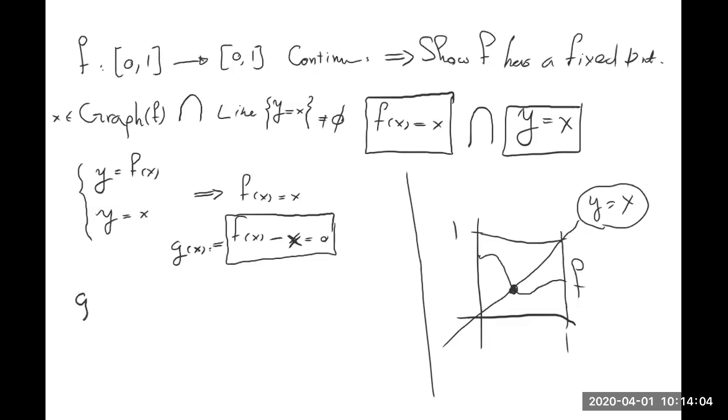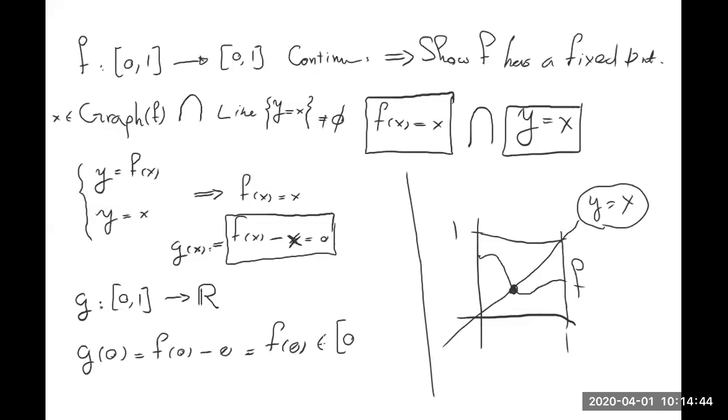Let's see what is g of 0. Well, g is a function which is defined on the domain 0 to 1. We don't know what the range is, but it's a subset of R. G of 0 is f of 0 minus 0, which is f of 0. But we already know f is a function from the interval 0 to 1 to the interval 0 to 1, so this is a number in this interval.